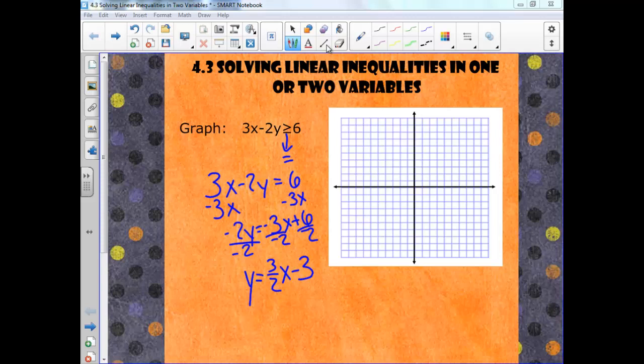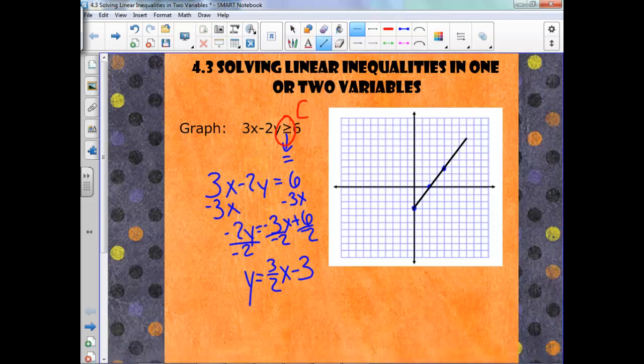So we'd have to get our y by itself, and now when we graph this, remember that -3 is our y-intercept. Our slope is 3 over 2, so we'll go up 3 over 2. Now, here's the key thing. We've got greater than or equal to. Remember when we had the equal sign, we had that bracket before? Well, when we have an equation of a line, that's going to mean we'll use a solid line. So we'll go ahead and get our line through these points.